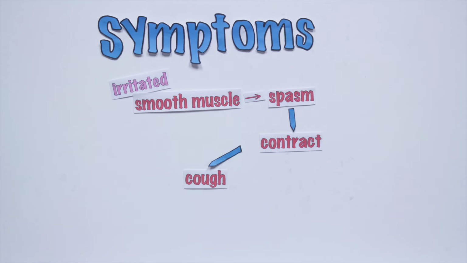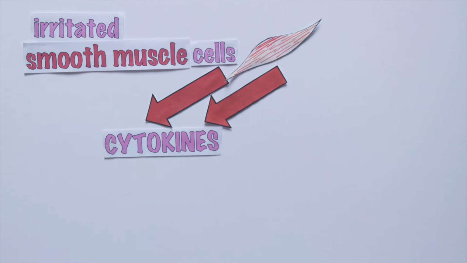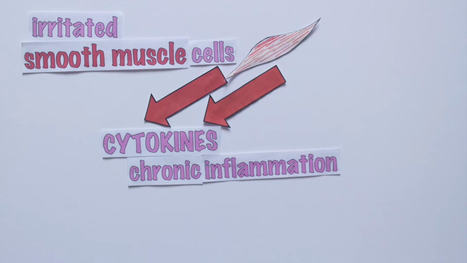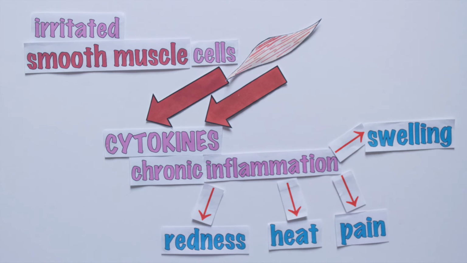At the same time, the irritated smooth muscle cells release cytokines, such as interleukin-1 and 6, which play a critical role in triggering chronic inflammation and bronchitis. This mechanism induces redness, heat, pain, and swelling of the smooth muscles lining the airway.